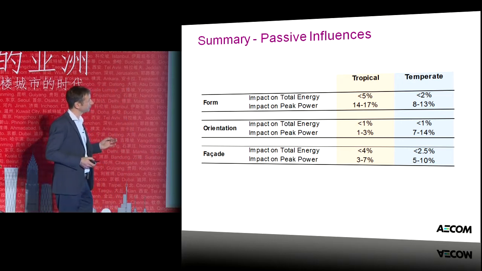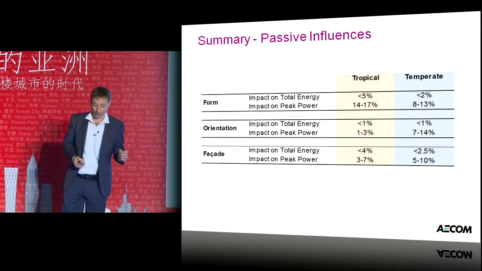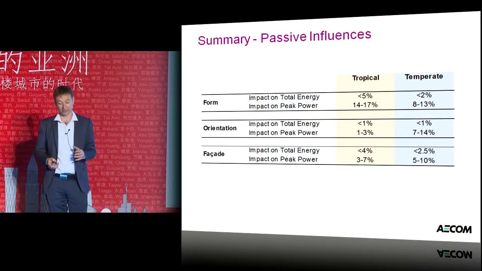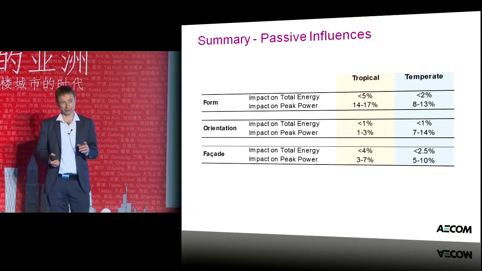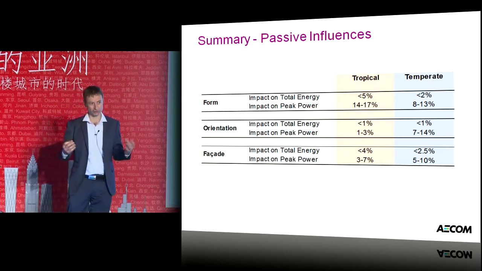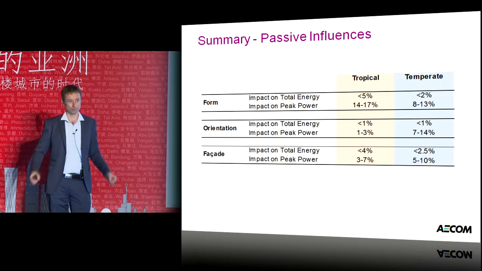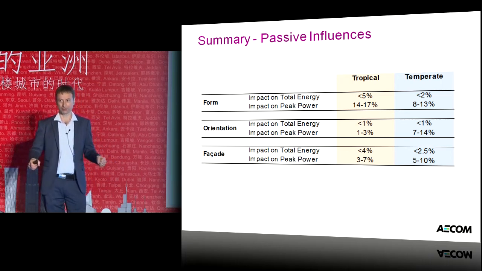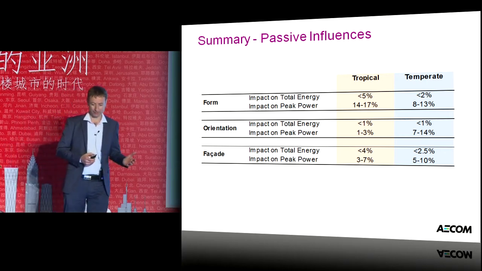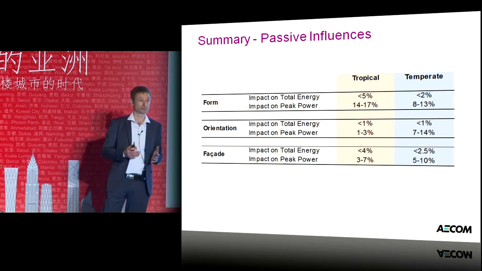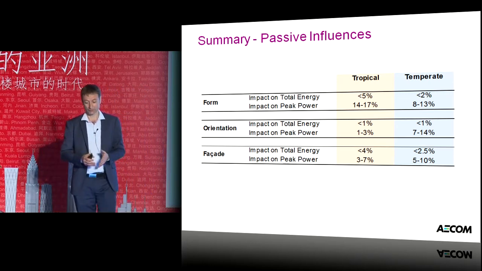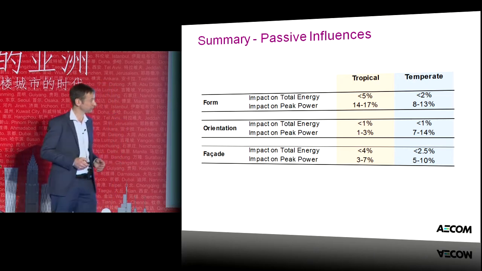The orientation's impact on total energy is actually less than 1%, but the impact on peak power is 1 to 3%. Now, the other thing to remember is that this doesn't look at the perimeter zone. This is the total energy of the building metered coming into the building at the electricity meters and the gas meters. And the facade's impact on total energy is less than 4%, and the impact on the peak power for de-rating by 50% is between 3 and 7%, depending on the size of the building.